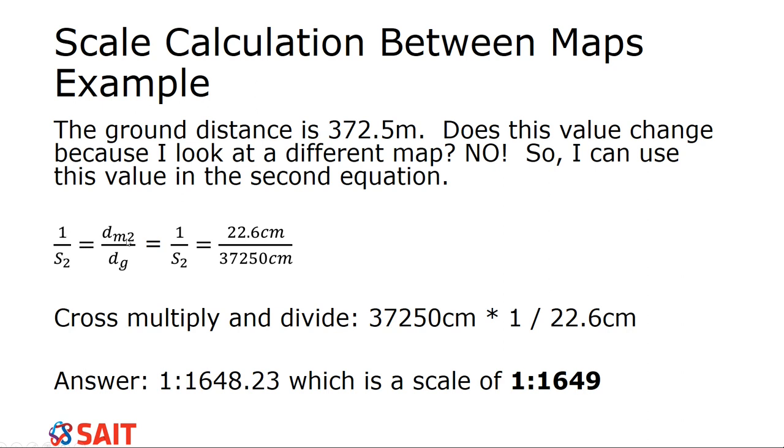So I have 1 over S2 equals DM2 over DG. So 1 over S2 equals 22.6 centimeters, and I have 37,250 centimeters. So I cross multiply, so I have 37,250 centimeters, multiply by 1, divide by 22.6, and then I get a scale value of 1,648.23. So I add in that 1 colon because that is part of the answer, that is part of the scale. So my answer gets rounded up all the time.